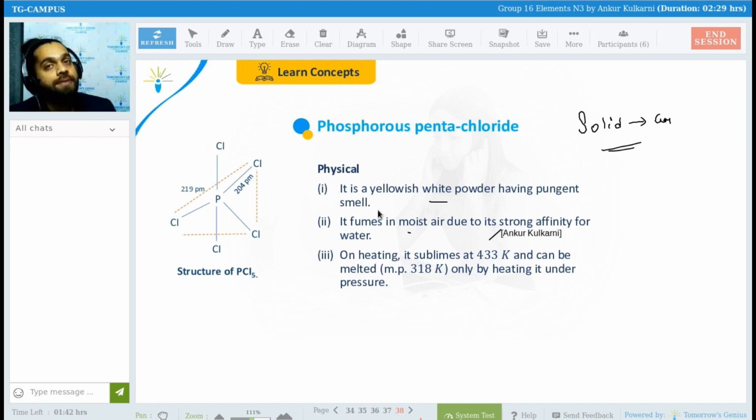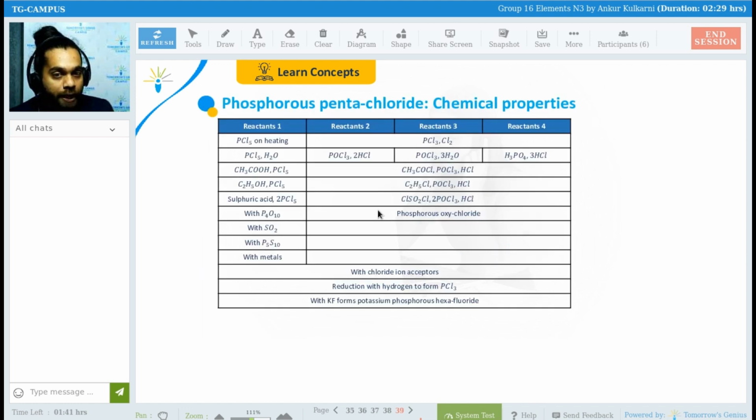Okay, so it sublimes at 433 Kelvin. If we convert a solid directly to gas, it is a sublimable solid. Okay, now again look over here, again the chemical properties.